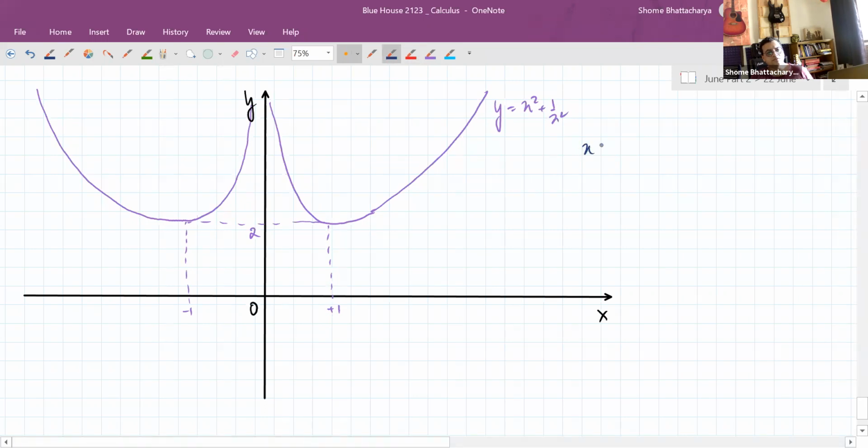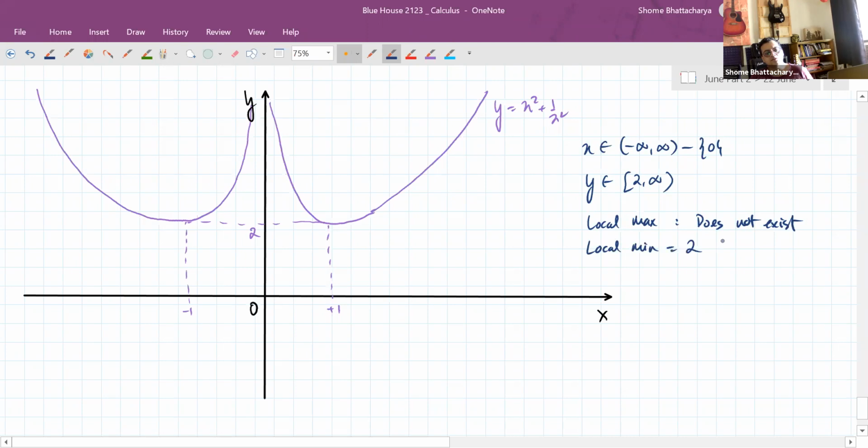So its domain, we can say, is the set of all real numbers excluding 0. Its range, we can see, is 2 to infinity. Local maxima does not exist. Local minima, its value is 2 and it occurs at x equal to plus minus 1.